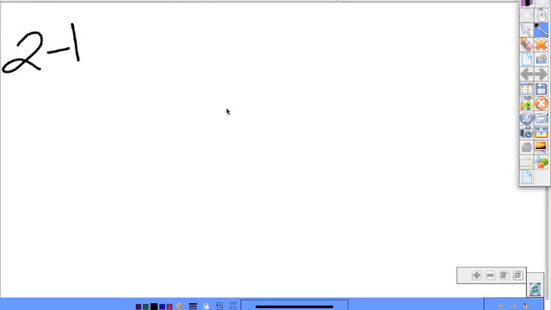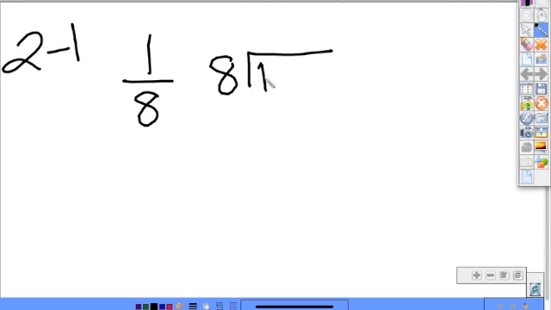So let's go ahead and look at an example here. We have 1 over 8. Now, we know fractions are just another way of dividing, so top number goes inside the box. Now, you can see 8 does not go into 1. That's why we need to add the decimal. This is how we get our decimal answer.